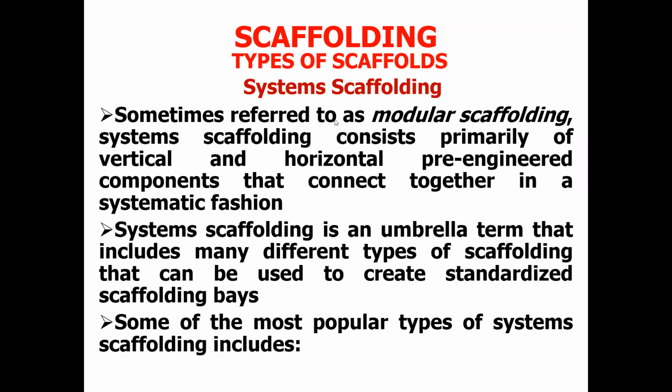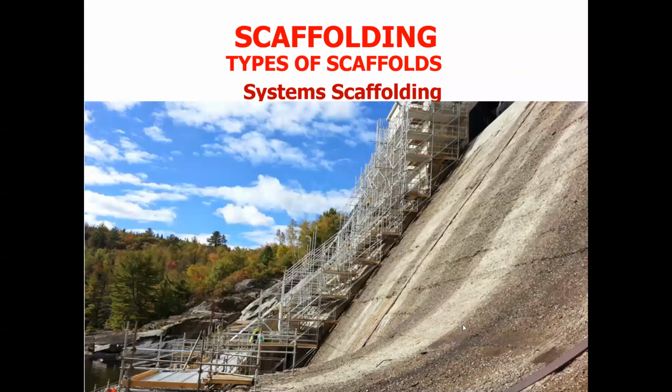It's called a system because it is a connection of different components of scaffolds: a connection of standards, a connection of ledgers and putlogs in a standardized, systemized way. That is why it is called systems scaffolding. So we're going to look at different types of systems scaffolding and what they are used for in construction.